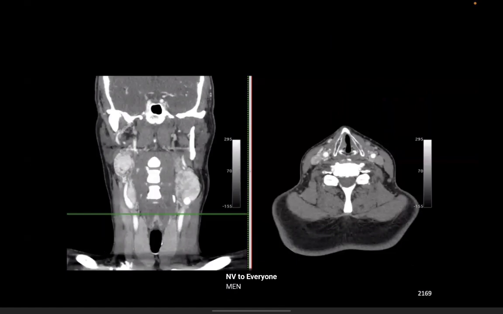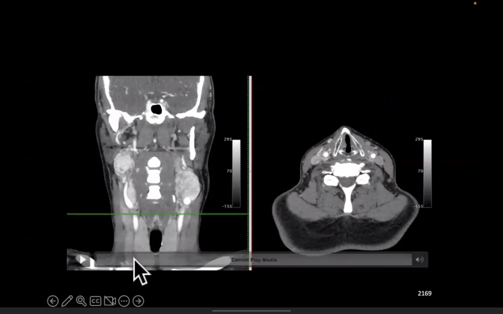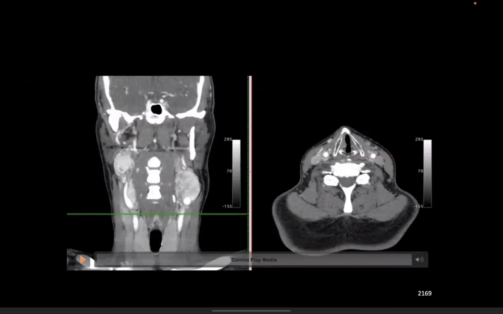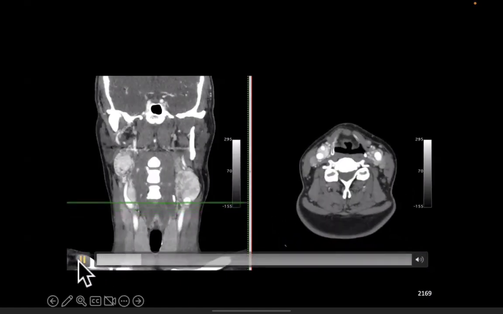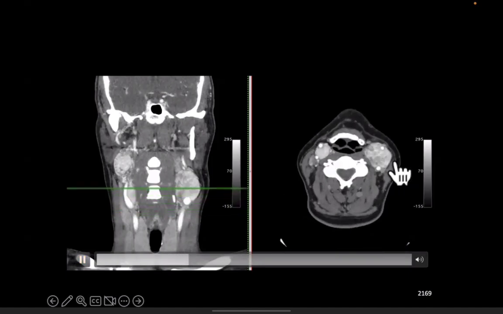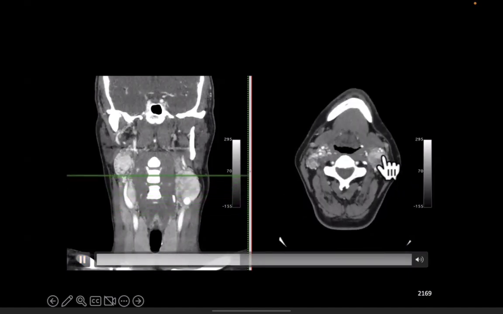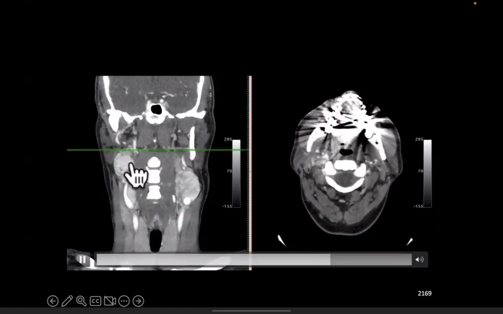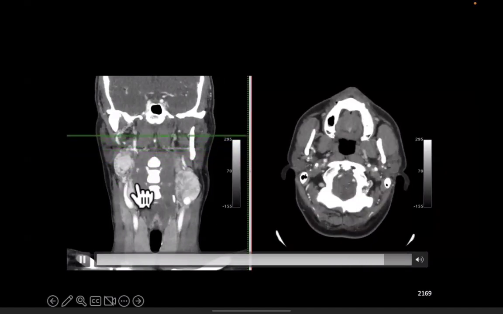So I think this is another movie. So let's have a little look. So here's the carotid body tumour around the bifurcation. This one's a bit higher around the external carotid, but the main ones are around the bifurcation.